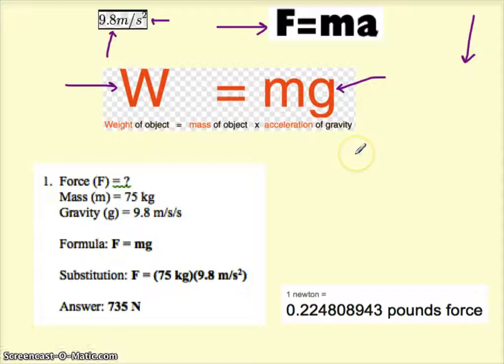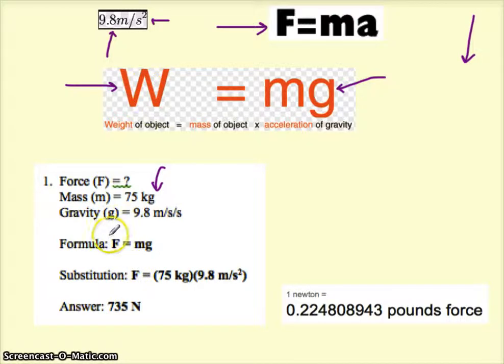So, why don't we do a calculation here? Anyway, if the mass of something is 75 kilograms, then all you have to do is multiply it times 9.8, which you see right down here, and that will give you the force or the weight.